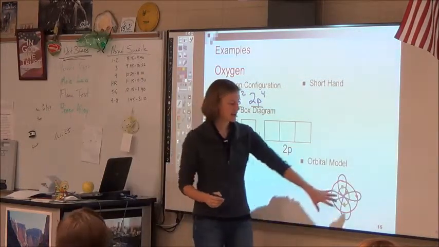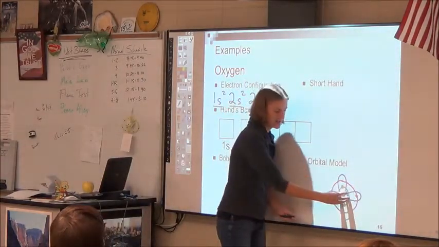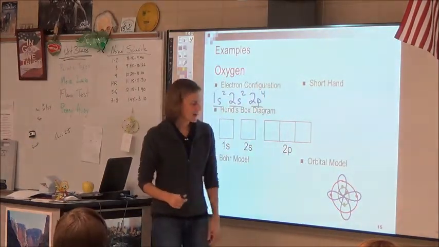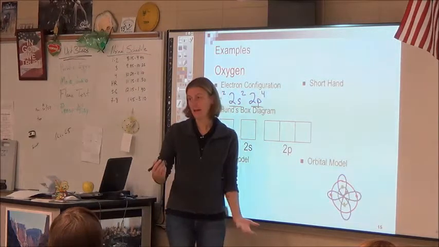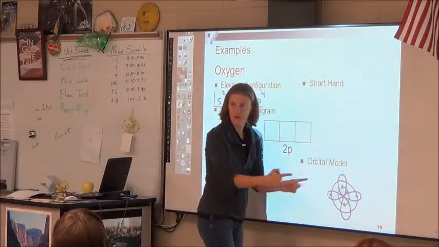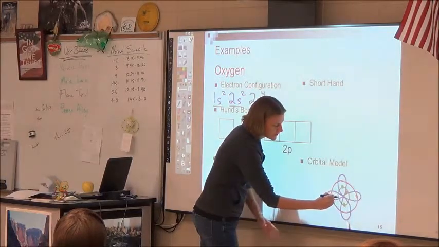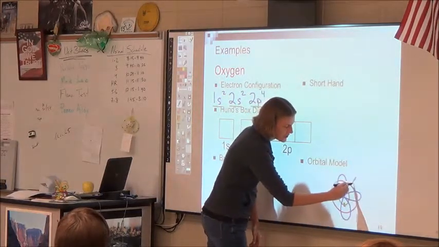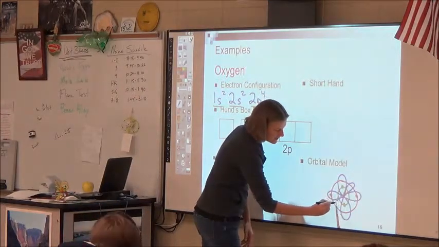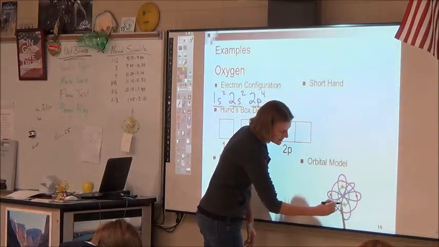Now, how do I indicate one of those petals is coming out of the paper or not? We're going to use dotted lines to indicate it's coming out of the paper. But then there's also a petal going into the paper. So to the best of our drawing ability, make one narrow. That's supposed to be into the paper. And then a dotted one is supposed to be out of the paper.